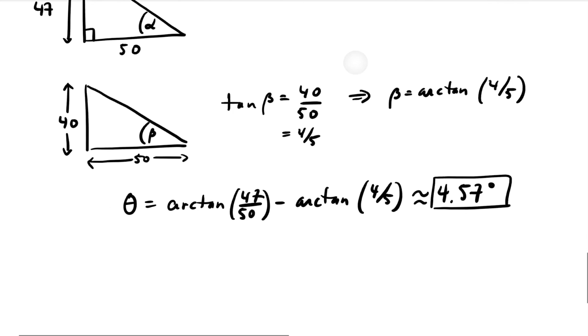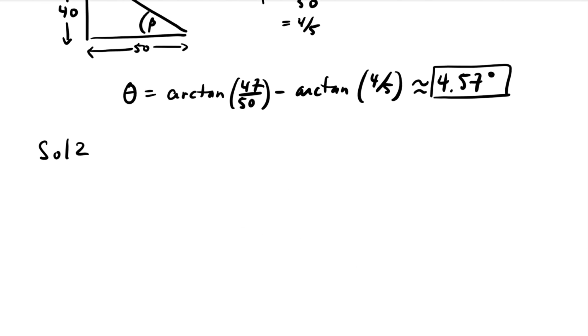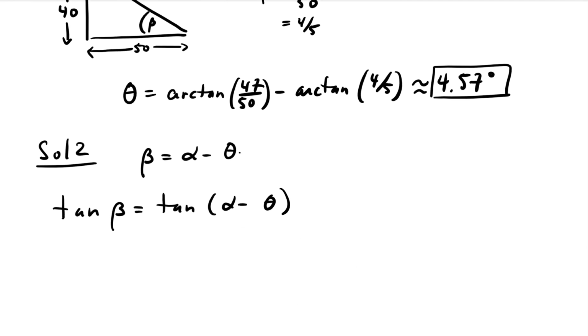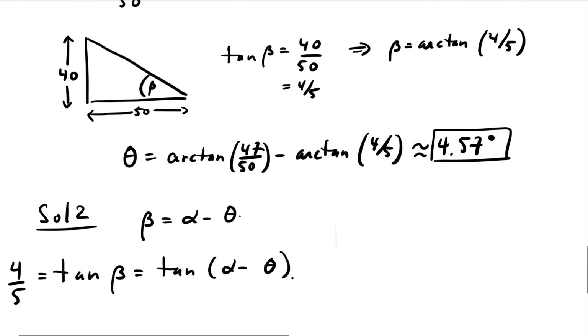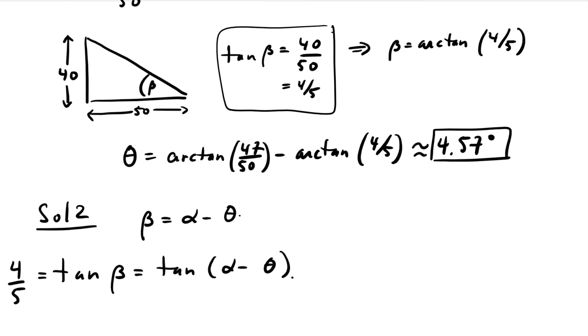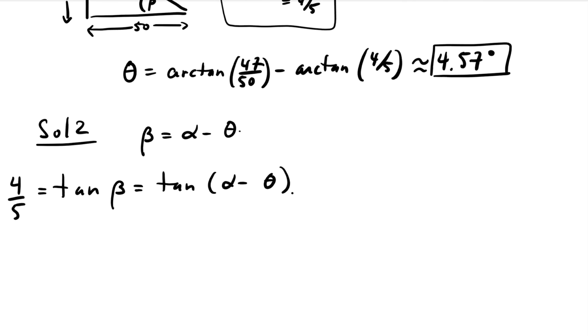So this is what we're going to do here. So solution 2. We're going to use the fact that beta is alpha minus theta. Now, if I calculate the tan of beta, that's the same thing as the tan of alpha minus theta. And tan of beta is known, right? It's 4/5. This is exactly what we've done here, right? So we have to actually use part of the work in solution 1 here. Tan of alpha minus theta. Theta is unknown, so I'm going to get an expression for my unknown here.